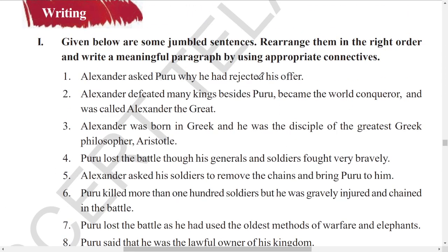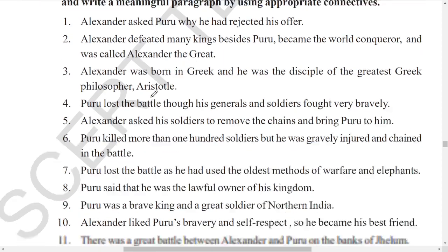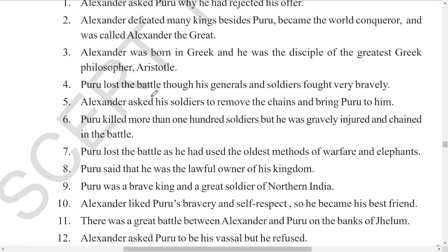Next one, here you have got sentences which are not in proper order. So they are all jumbled sentences. We have to rearrange them. Okay, so look at the sentences here. How can you rearrange? There are 12 sentences altogether. So look at the first one. Alexander asked Puru.